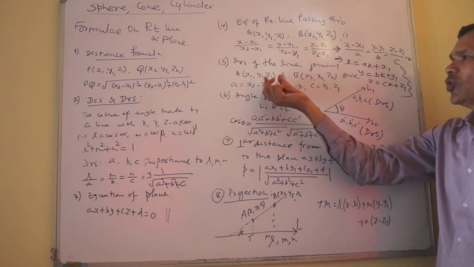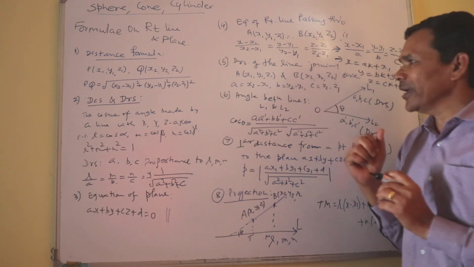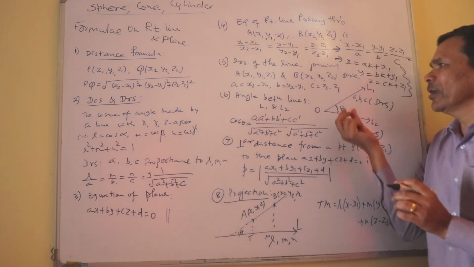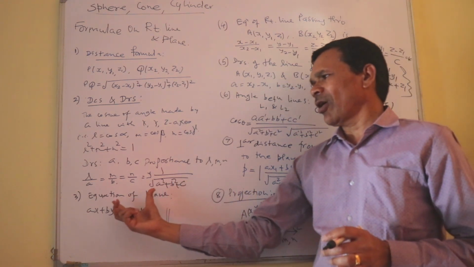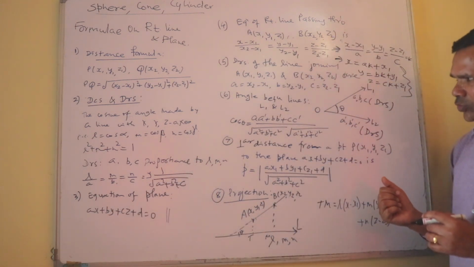The direction ratios of the line joining these two points A (x1, y1, z1) and B (x2, y2, z2) are x2 minus x1, y2 minus y1, z2 minus z1. These are denoted by a, b, c. a, b, c are normally direction ratios, l, m, n are direction cosines.